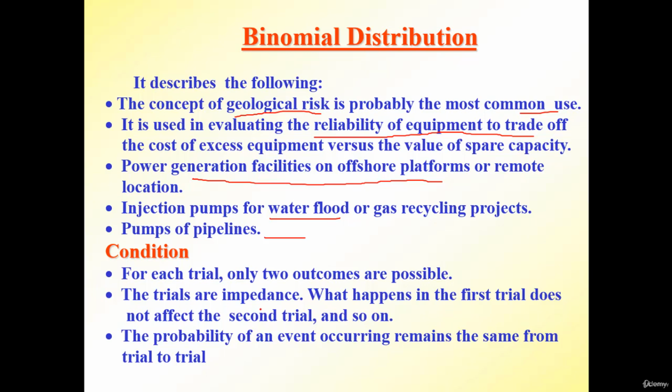The trials are independent. What happened in the first trial does not affect the second trial, and so on. So if you make a trial for one, it does not affect another one. The probability of an event occurring remains the same from one trial to another. These are the assumptions for the binomial distribution. They should be understood before using it, because it can produce bad outcomes if we use the wrong distribution.